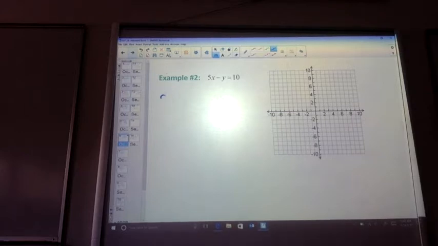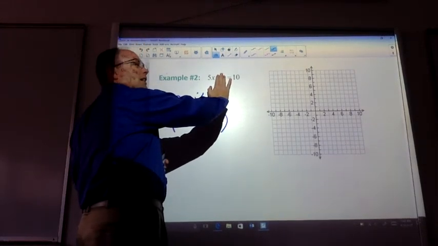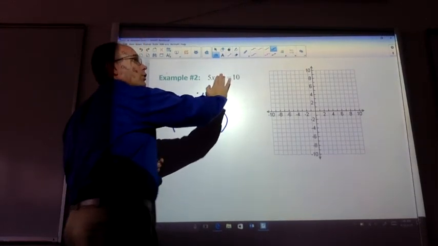All right, so cover method again. Let's figure out where it crosses the x-axis. That means I'm going to cover up y, so I'm plugging 0 in for y. If I cover up this y, I get 5x equals 10. So what does x have to be equal to? 2.